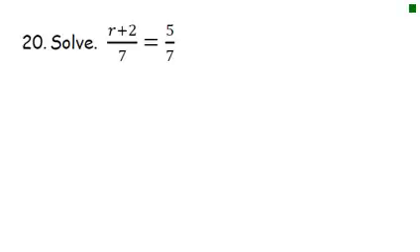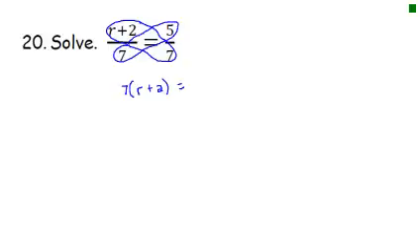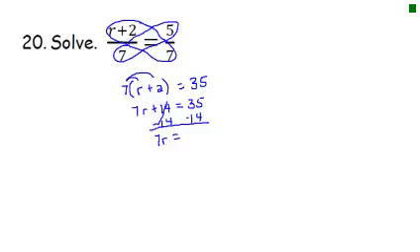Number 20. Same thing, we've got proportions here, so all we need to do is cross multiply. This one's also easy enough that you could probably just look at it and tell what the answer is. But if not, cross multiplying always works. 7 times r plus 2 equals, multiply this side, 35. Distribute, that gives you 7r plus 14 equals 35. Subtract 14 on both sides. 7r equals 21. Divide by 7.